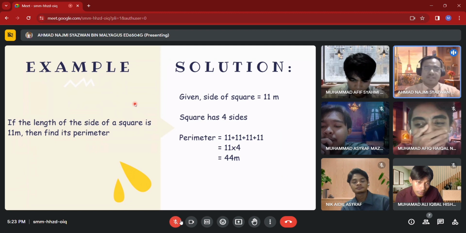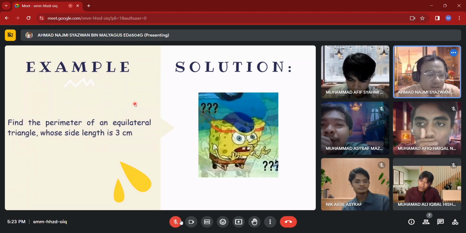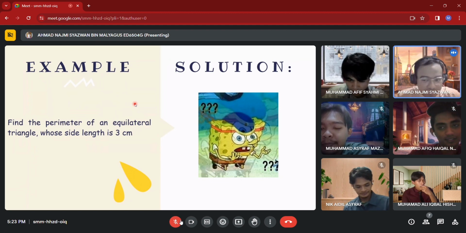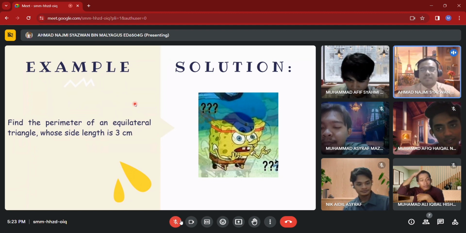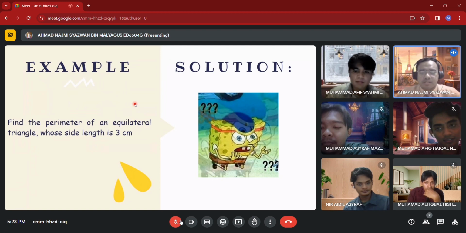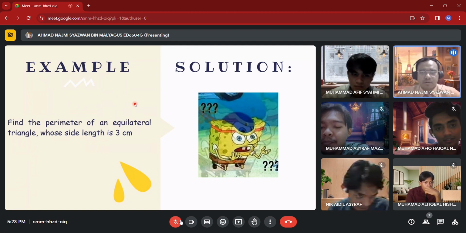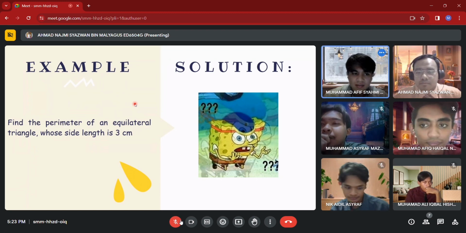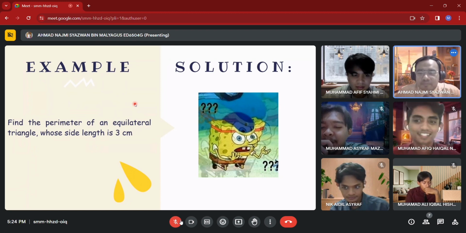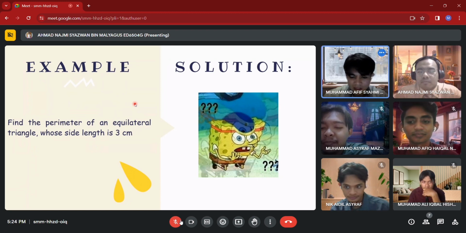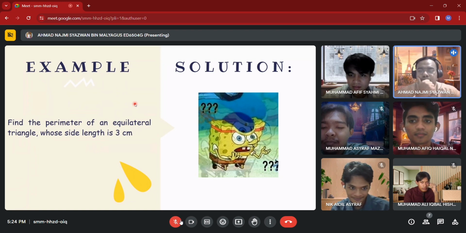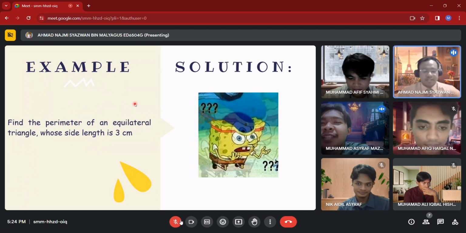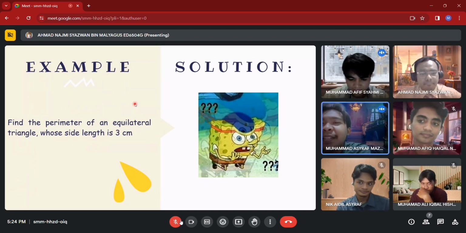Now, let's take a look at the second example. Find the perimeter of an equilateral triangle whose side length is 3 cm. Now, this question is kind of tricky because it is a triangle, not a square. So can anyone tell me what the answer is? Can I try, sir? Yes, sure, Afif. Go on. Maybe 10? Okay. Can anyone else try? Me, sir. Yes, Ashraf. Is the answer 9 centimeters?